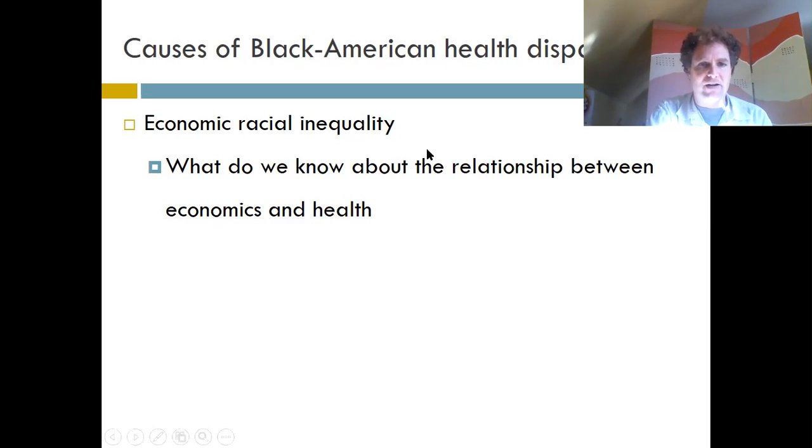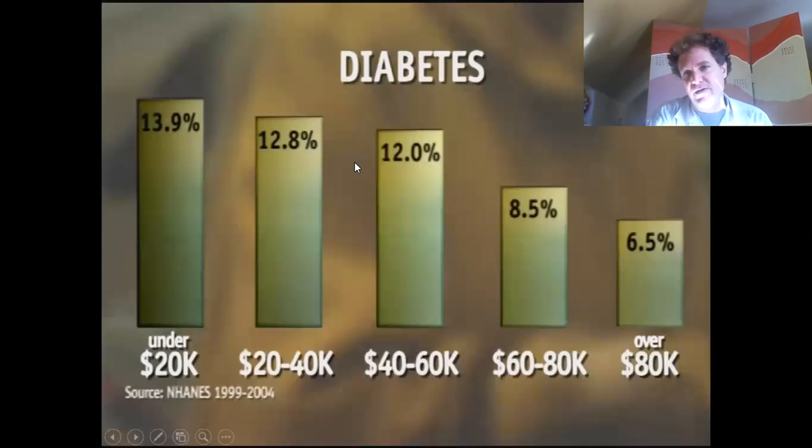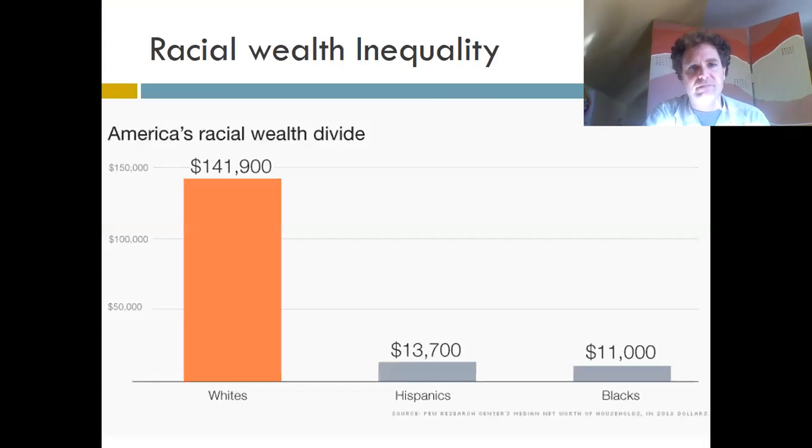So I'm going to show you this graph again, right? We know that people with less income and less wealth, people at the lower end of the economic spectrum, live shorter lives. Somebody who earns less than $20,000 a year is going to have about 6 years shorter life than somebody who earns over $80,000 a year. Same with diabetes, right?